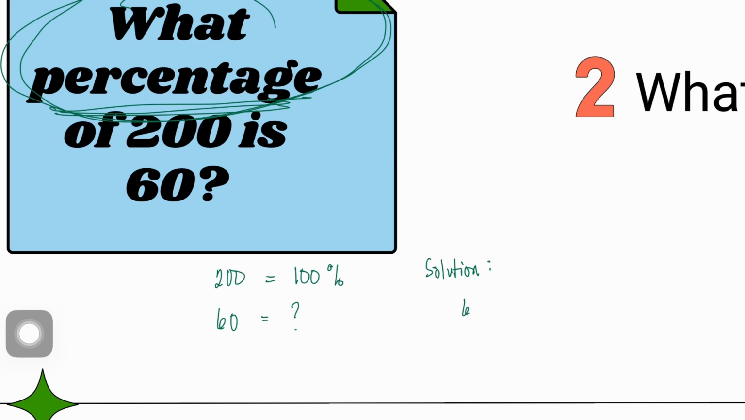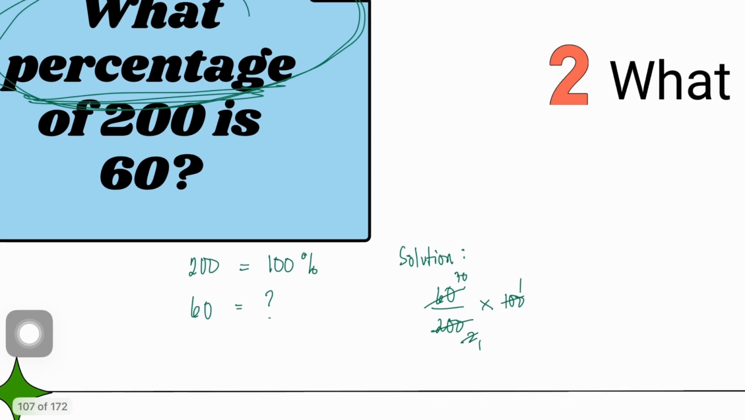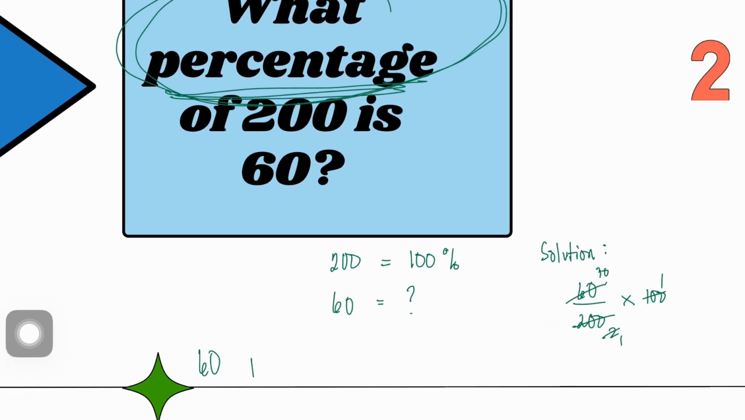Now, cancel 200 and 100. 100 will be 1, 200 will be 2. Since 60 is also divisible by 2, 2 divided by 2 is 1. 60 divided by 2 is 30. That means 60 is 30% of 200. So the answer here is 30%.